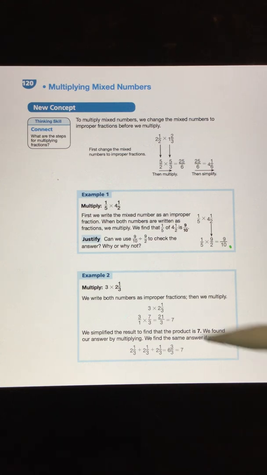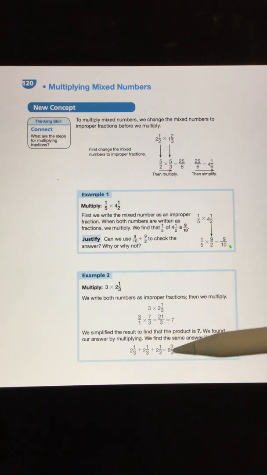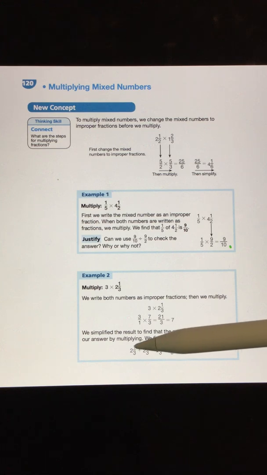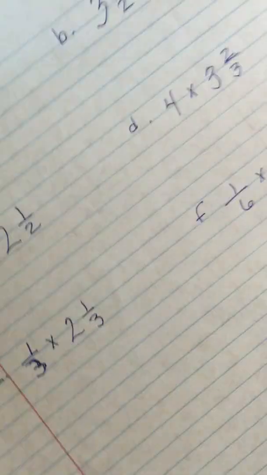So you can check your work by 2 1/3 plus 2 1/3 plus 2 1/3 equals 6 3/3, which is 7. All right, our homework or our lesson practice today. I wrote it on paper like I usually do.